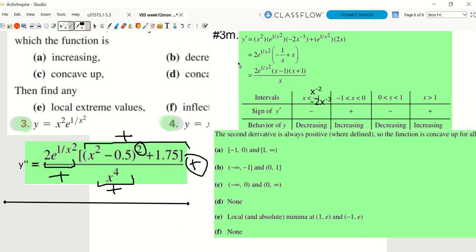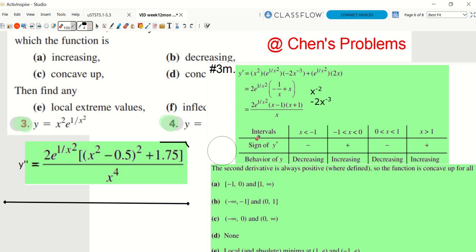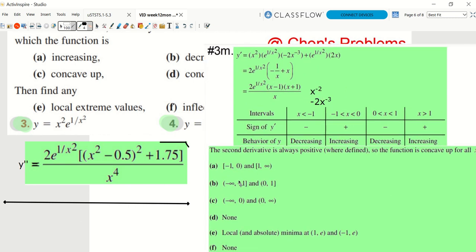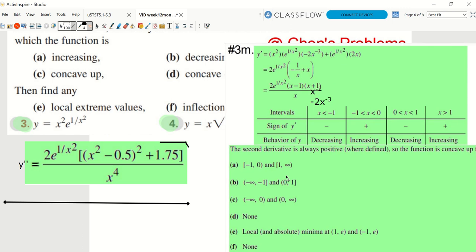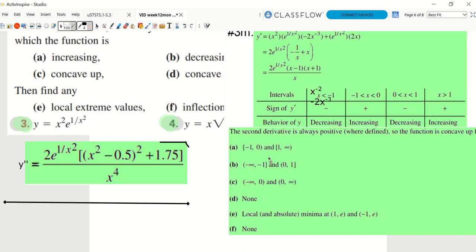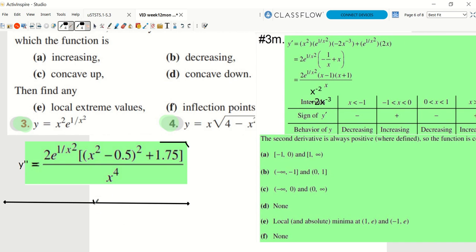The only place where you're going to have a possible inflection point is over here when x is 0, when the denominator is 0. So for your inflection point, let's do a number line here. I'm going to put 0 in the middle. Let's pick something like 1 over here.